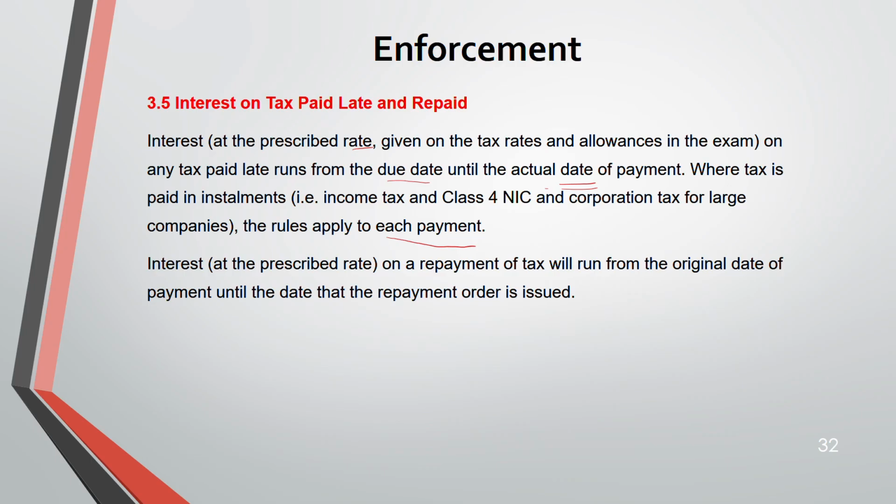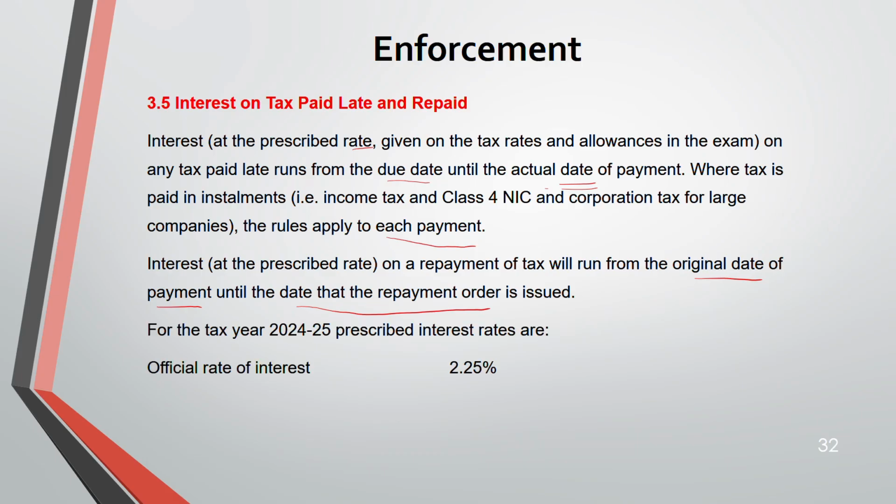So interest, what about repayment? When it's an interest on a repayment of tax, it will run from your original date of payment until the date the repayment order is issued. So here, these are the rates, and this is fixed. Official rate of interest is 2.25. Rate of interest on underpaid tax is 7.75. And rate of interest on overpaid tax is 4.25.